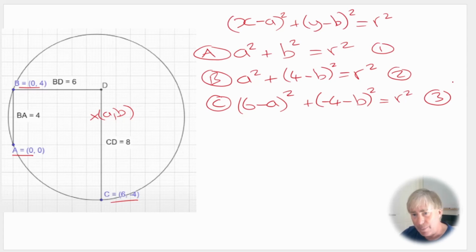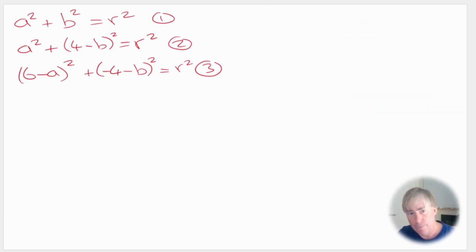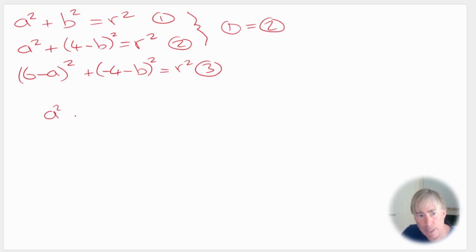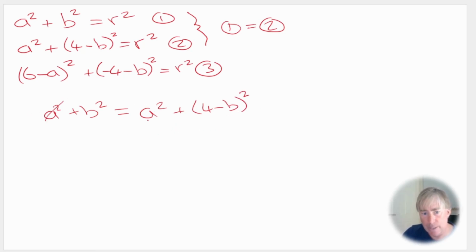It looks like it's going to get a bit messy, so I'm going to start a clean sheet for this one. Okay, so here are our 3 equations. The first thing I'm going to do, which is relatively straightforward, is equate 1 and 2, because they are both equal to r². So we end up with a² + b² equals a² + (4 − b)². Now I can eliminate a² from both sides, which is really convenient.